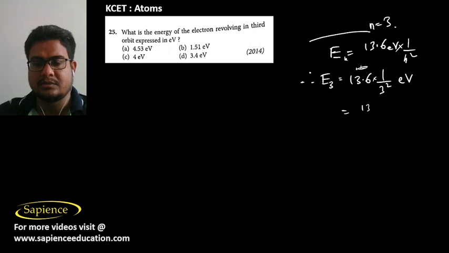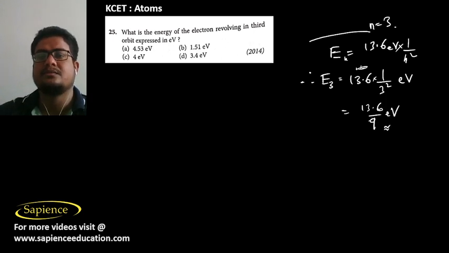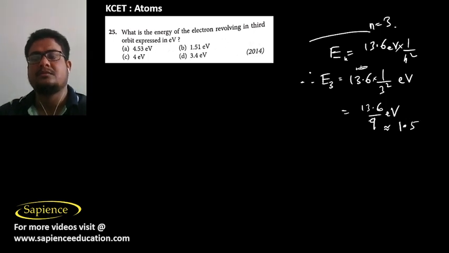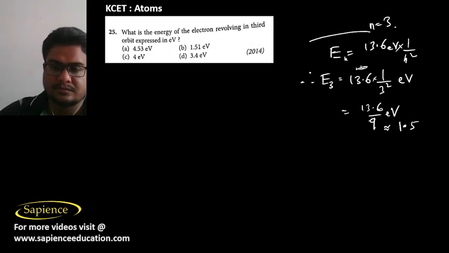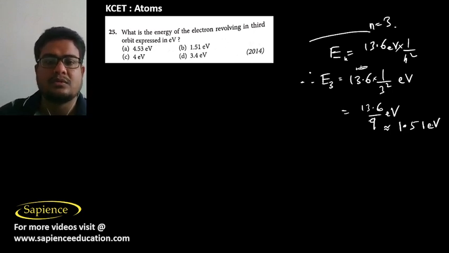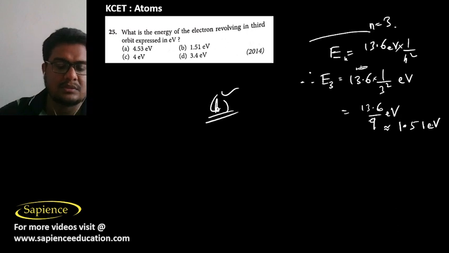That is 13.6 by 9 electron volt, which is approximately 1.51 electron volt. So option B is the correct answer.